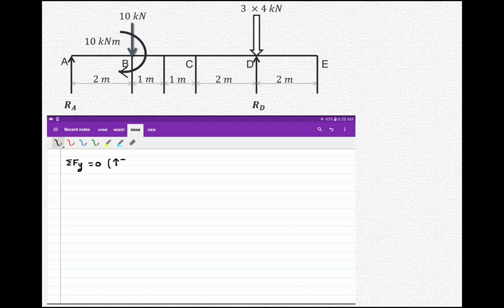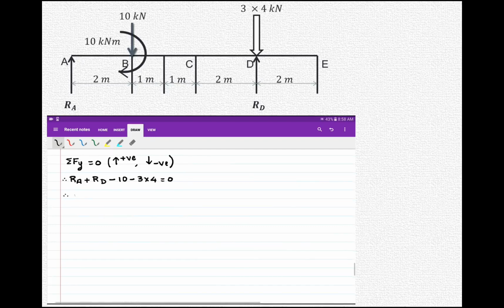Upward forces, they are considered as positive, whereas downward forces, they are considered as negative. The 10 kilonewton load is acting in the downward direction, and UDL of 3 into 4 is also acting in the downward direction. So therefore RA plus RD, that total will be equal to 10 plus 12, that is 22 kilonewton. That is our first equation. We'll apply the second condition of the equilibrium, summation of moments is equal to 0. So clockwise positive and anti-clockwise negative.